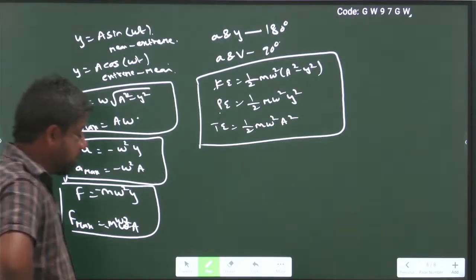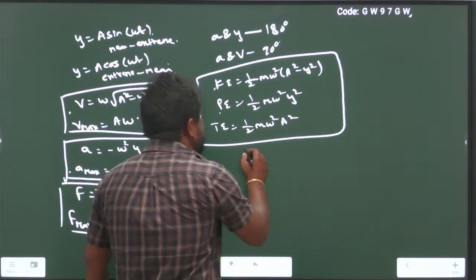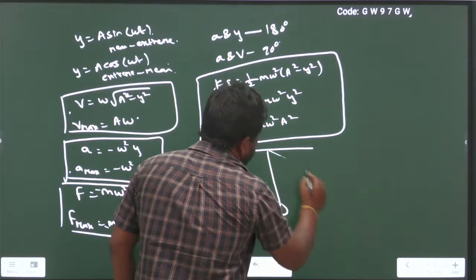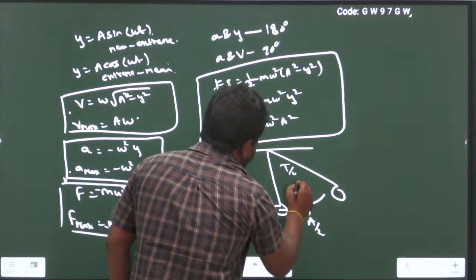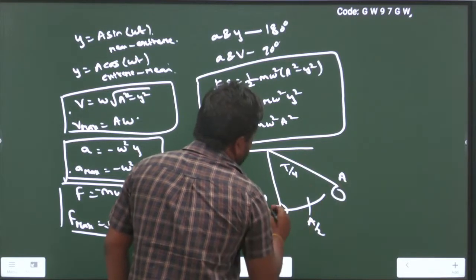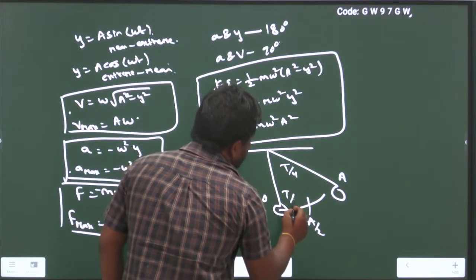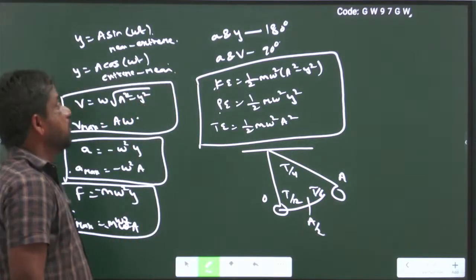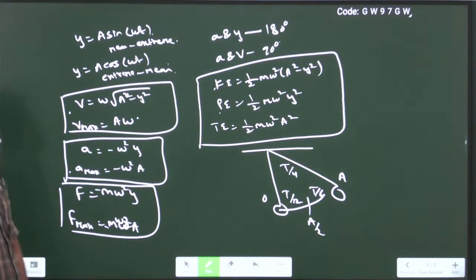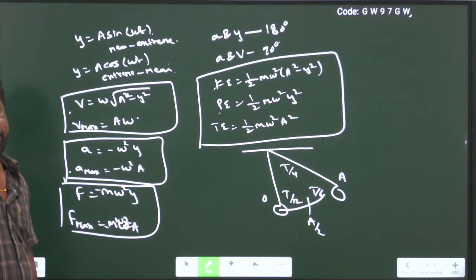Okay, and one more important area, as I told you, now I will prove this also. Time taken to move from 0 to a by 2. The total time period from 0 to a is t by 4. Here it will be t by 12. Here it will be t by 6. Now let's prove this part also. Now this is about the general form of the SHM part.